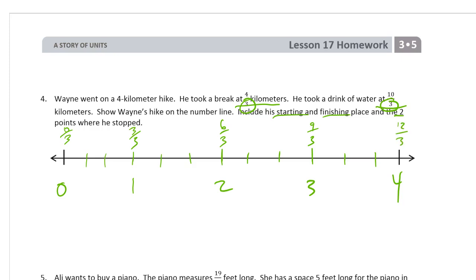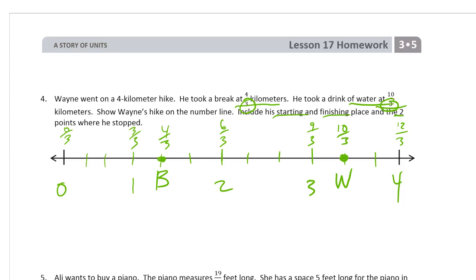Now let's see, where is 4/3? That's going to be 1 more than 3/3, so that's right here. 4/3, and I'm going to put a dot here, and label that B for break. And then the water, I'll label W at 10/3. 10 comes right after 9, so that's 10/3. Put a dot there to plot that point, and a W for water.